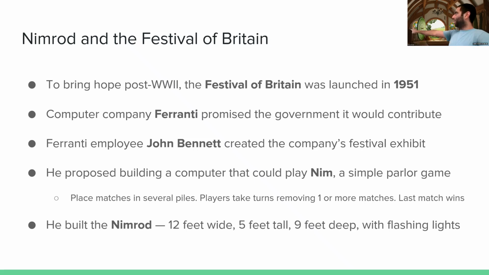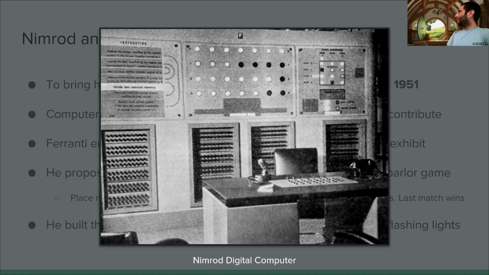So he built this machine called the Nimrod. It was 12 feet wide, 5 feet tall, and 9 feet deep. So again, really big, that you could play this game using matching lights. Somehow these colors, I think, correspond to the matches that you could take. And then you interact with it using, I think, this switchboard over here. And then you can play this game of Nim on this machine.